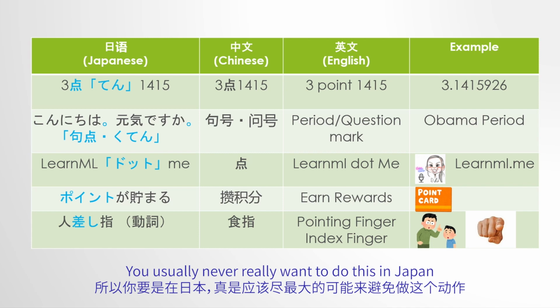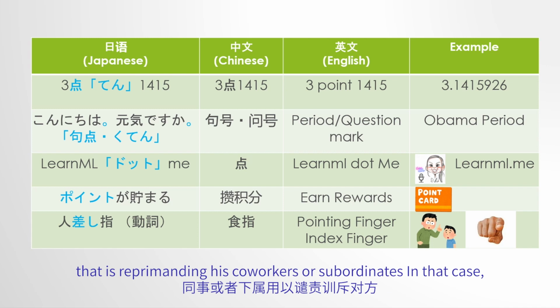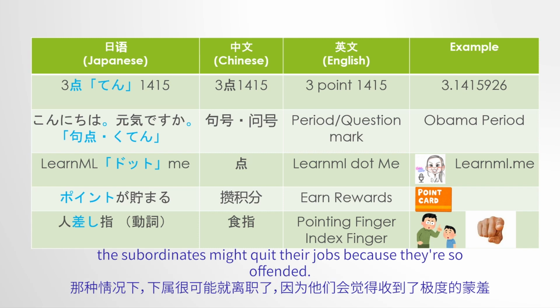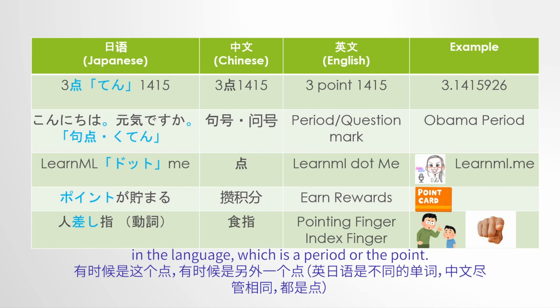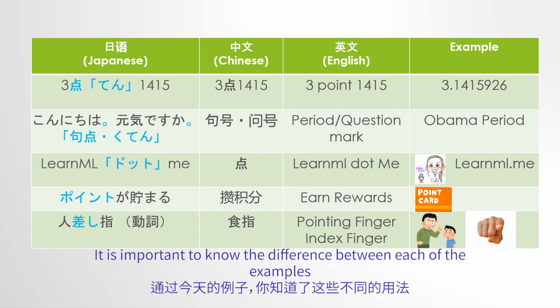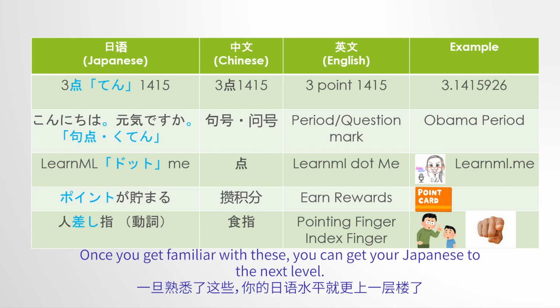You usually never really want to do this in Japan, unless it is probably maybe a boss that is reprimanding his coworkers or subordinates. In that case, the subordinates might quit their jobs because they're so offended. With so many variations of one thing in the language, which is the period or the point, it is important to know the difference between each of the examples that I have given today. Once you get familiar with these, you can get your Japanese to the next level.